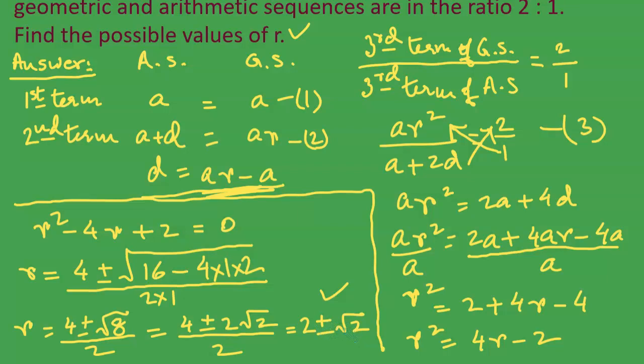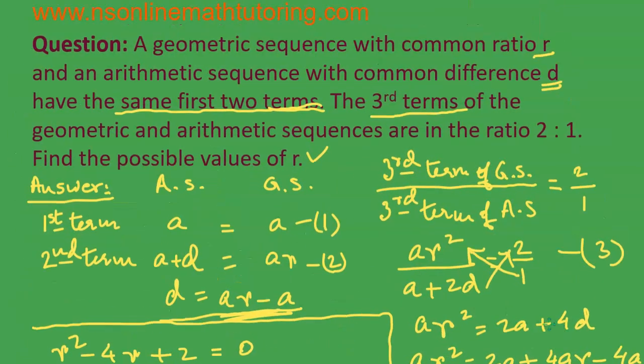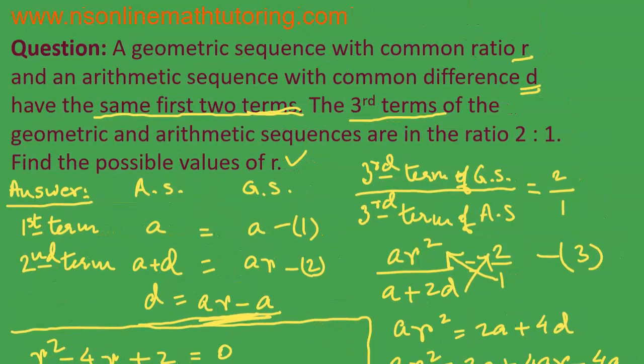If you want, you can convert this root 2 to a decimal number, but that will be an approximation, so it is better that you give it in such form. The two possible values of R will be 2 plus root 2 and 2 minus root 2. So let's write the answer. R is equal to 2 plus root 2 or R is equal to 2 minus root 2.